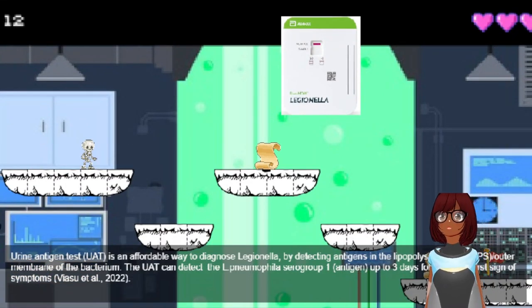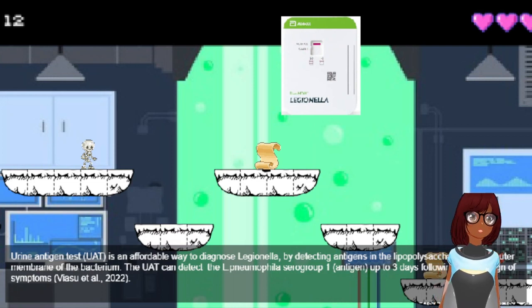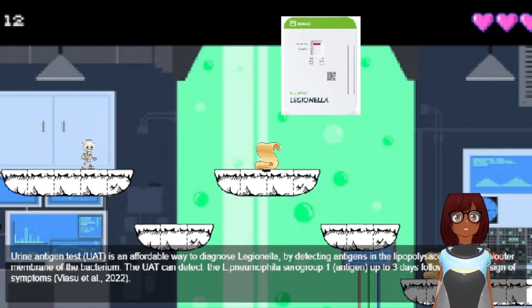The urine antigen test is an affordable way to diagnose Legionella by detecting antigens in the lipopolysaccharide, LPS, in the outer membrane of the bacterium. The UAT can be used to detect the Legionella pneumophila serogroup 1 antigen up to 3 days following the first signs of symptoms. And above we have an example of a UAT test.